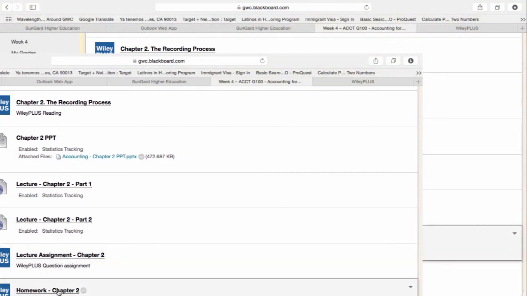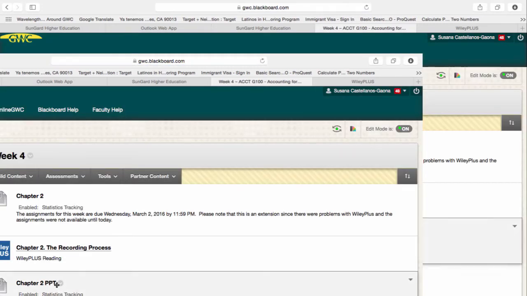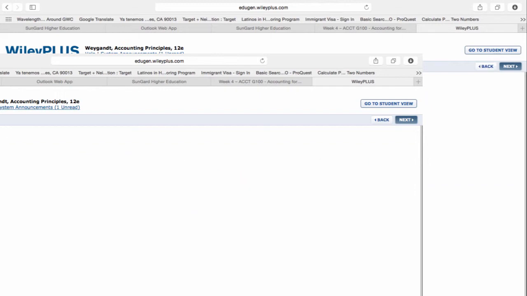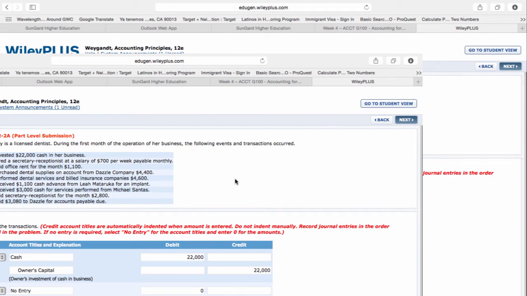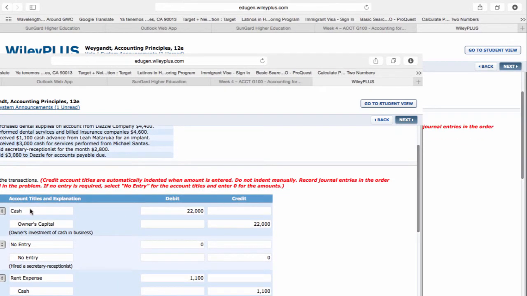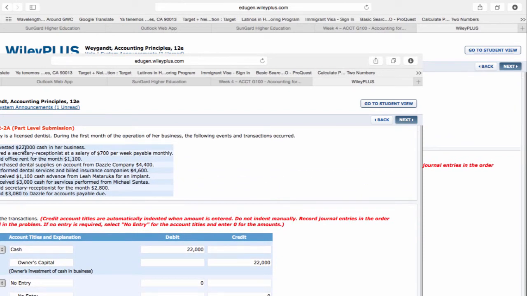Then you're also going to have your homework assignment for chapter 2. Your homework assignment for chapter 2 is basically what we just covered right now in the lecture. It's only one homework problem, but the problem has 3 parts. It's going to give you all of these transactions, which are similar to what you did in chapter 1 for the tabular form, except you're not going to be recording them in the tabular form. You're going to be recording them as journal entries. So you have to determine which 2 accounts are affected, which one's a debit and which one's a credit, and you have to record it accordingly.